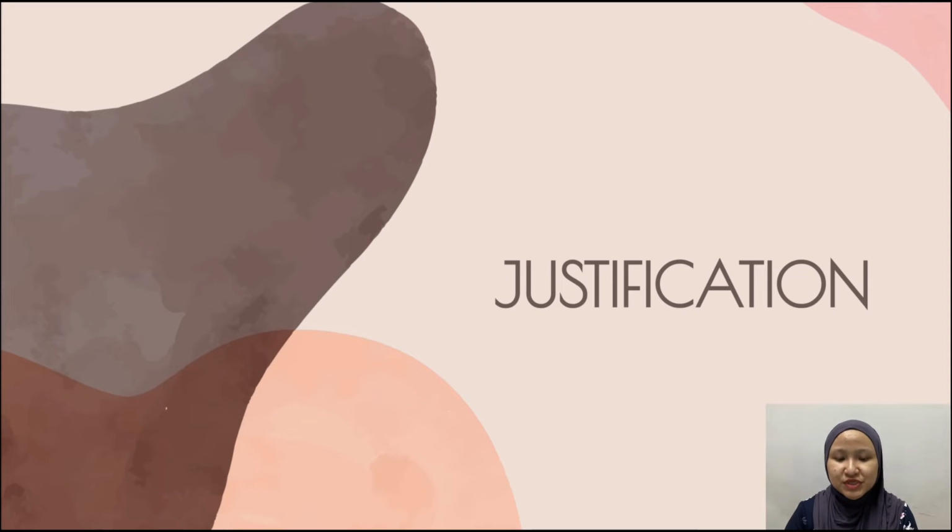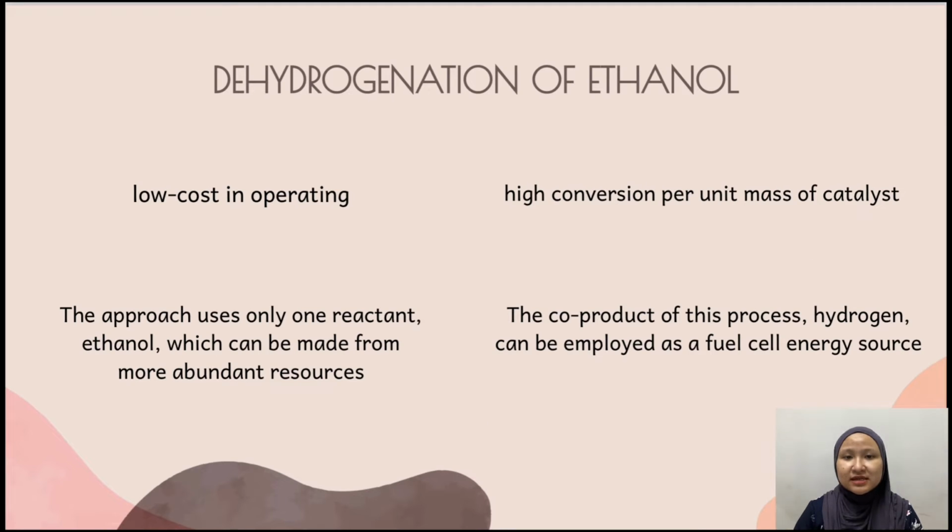There are two synthesis routes in producing acetaldehyde. However, we only choose one as the best reaction for producing acetaldehyde, which is dehydrogenation of ethanol. This is the reason why we chose dehydrogenation of ethanol. Firstly, it is low cost in operating. Second, it has high conversion per unit mass of catalyst. Third, the approach uses only one reactant, which is ethanol, which can be made from more abundant resources. And fourth, the product of this process, which is hydrogen, can be employed as a fuel cell energy source.